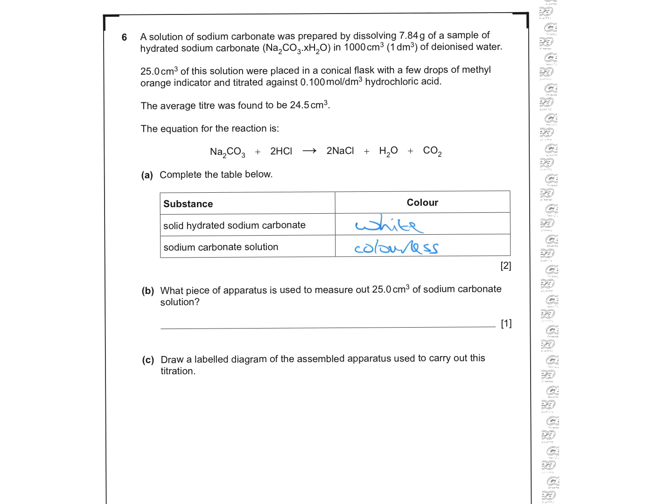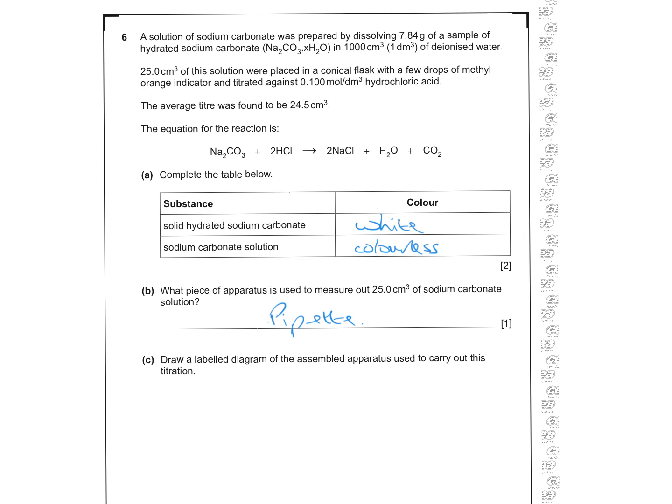What piece of apparatus is used to measure 25.0? Now, we had a question similar to this a bit earlier. Remember, if it's just 25, then it's a measuring cylinder. But because it's 25.0, that means that a pipette is used. Or you could use a burette as well, I suppose. Part C then is draw a labelled diagram of the assembled apparatus to carry out the titration.